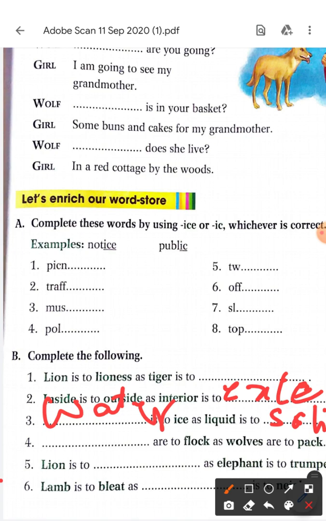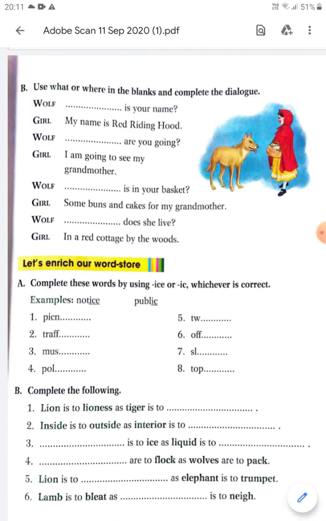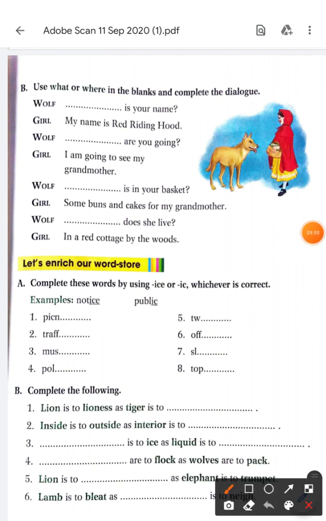Lion is to dash as elephant is to trumpet. What is the relation between elephant and trumpet? Elephant trumpets, the sound produced. Lion is to, what does lion do? Lion roars.